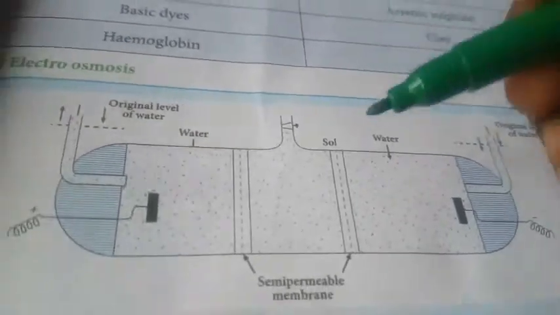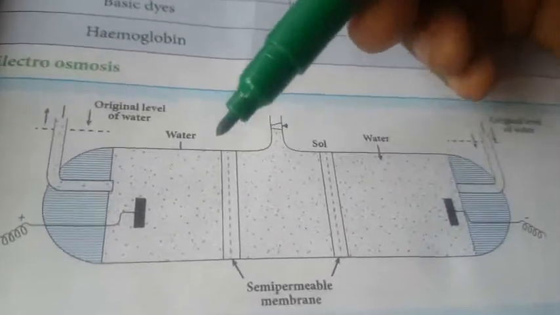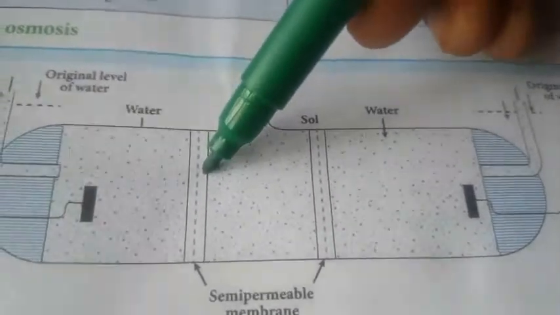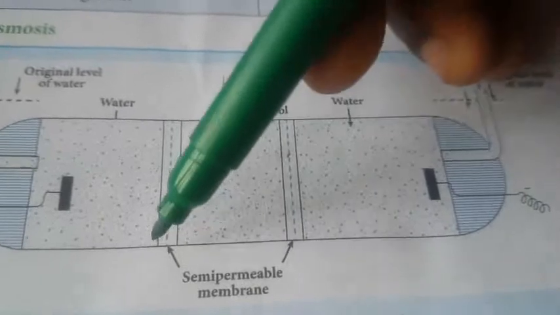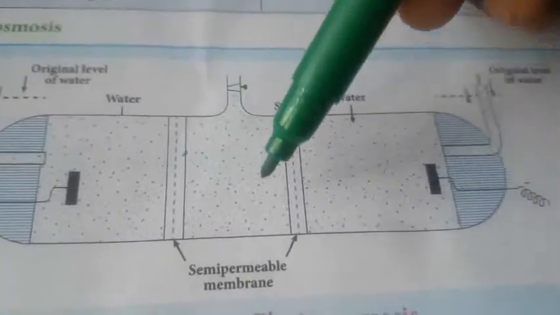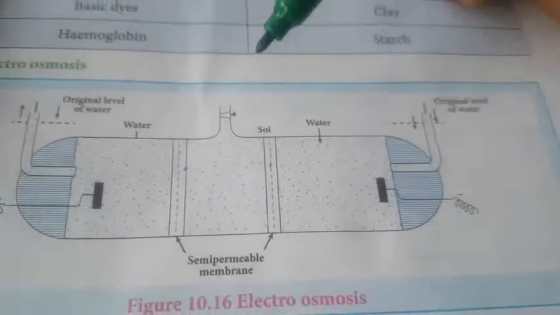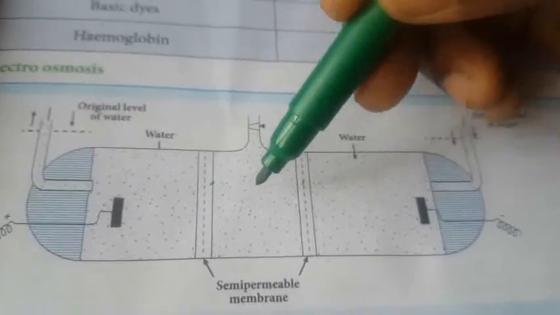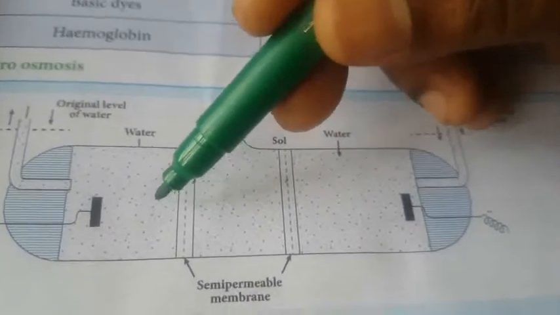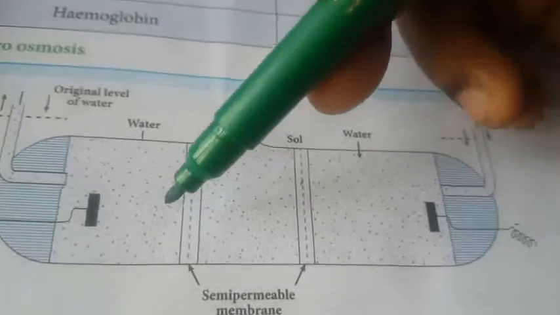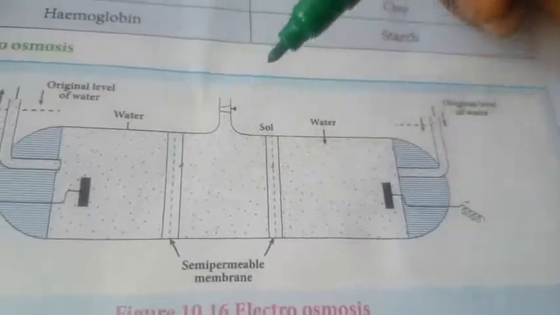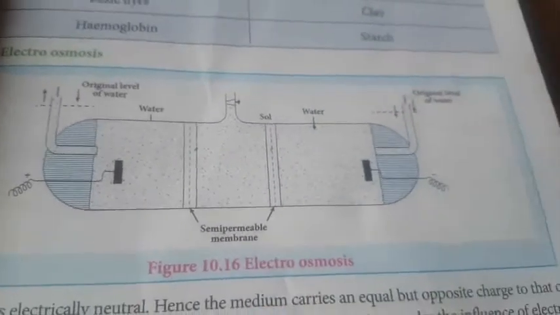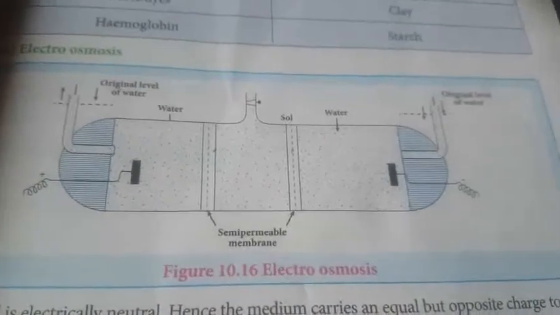What is meant by electro osmosis? Here we take a neutral salt solution. This is the salt solution, and there is a semi-permeable membrane. The solution is taken on this side, and on both sides there is water. Here is the semi-permeable membrane. When the colloidal particle dissolves in the water, the water level will increase. So how much of the electrolyte moves towards the opposite side is called electro osmosis. This movement of the dispersion medium under the influence of electric potential is called electro osmosis.